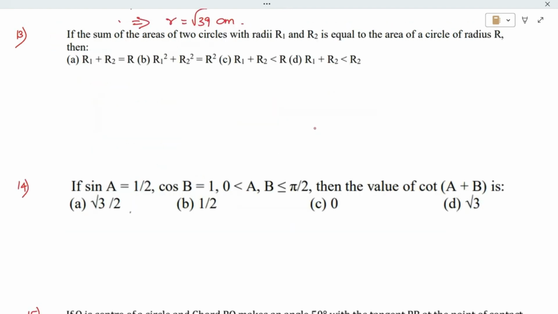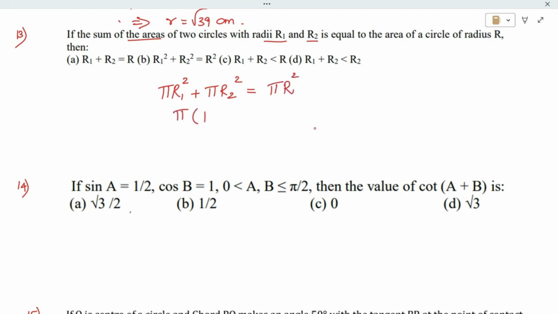Question number 13. If the sum of areas of two circles with radii r1 and r2. So sum of the area. So I'm going to find the sum of two areas, that is one with radius r1, so it will be pi r1 square, and another circle of area pi r2 square, isn't it? That is equal to the area of a circle of radius capital R. So it is pi R square, isn't it?